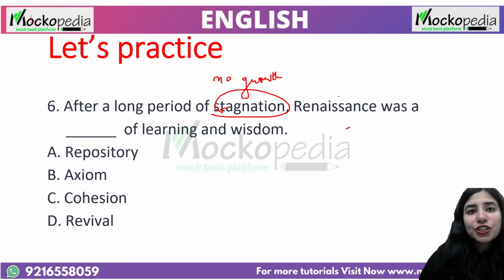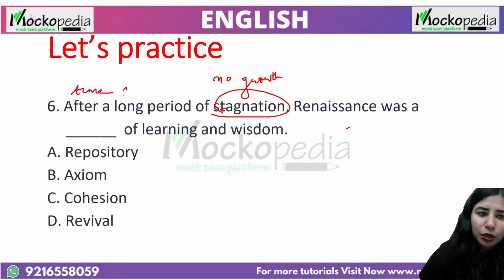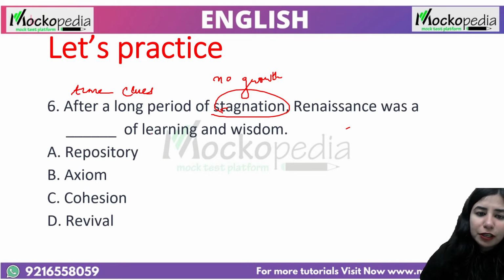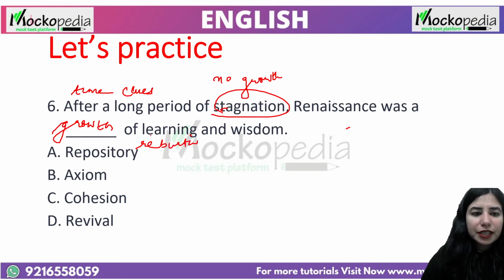Renaissance, so you pronounce it Renaissance, was a dash of learning and wisdom. So after, can you see there's a transition in terms of time? So this is a time clue. Now after a long period of stagnation, Renaissance was what? A period of learning and wisdom. So here, the opposite of stagnation, meaning revival or growth, right? Or rebirth, right? So that's what you can see. Rebirth would be a predicted answer.